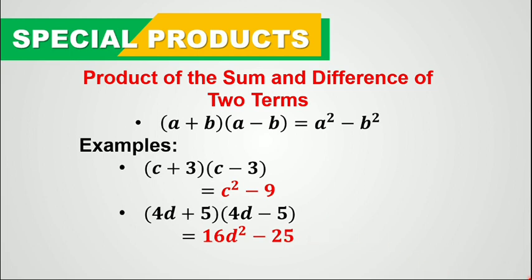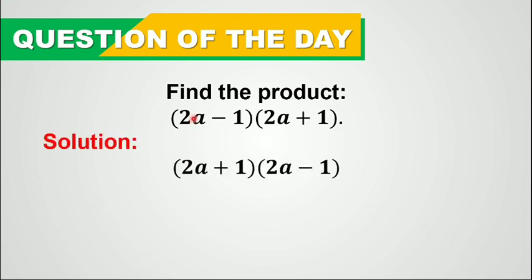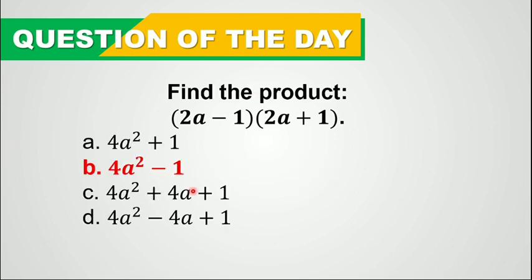Now, this time, let's go back to the given question. So let's find the product of 2a minus 1 by 2a plus 1. Again, we just have to square the first term. So the quantity 2a squared, that's 4a squared. And then minus the square of the second term, which is 1. So 1 squared, that's 1. So therefore, this is the correct answer. Our answer is letter B, 4a squared minus 1.